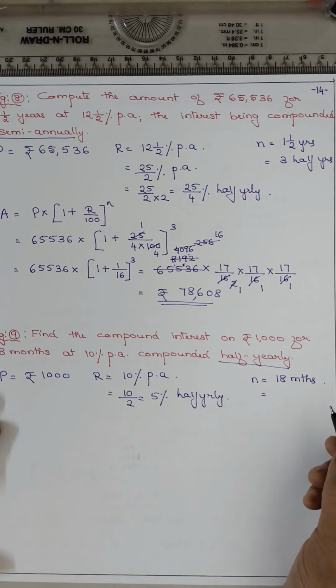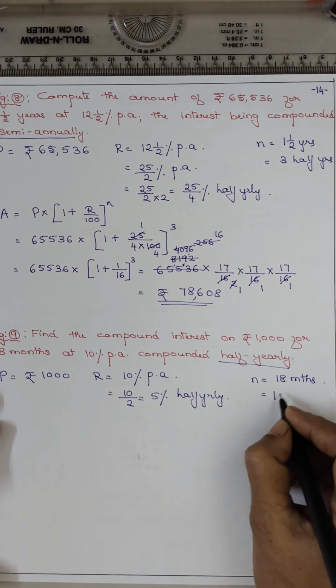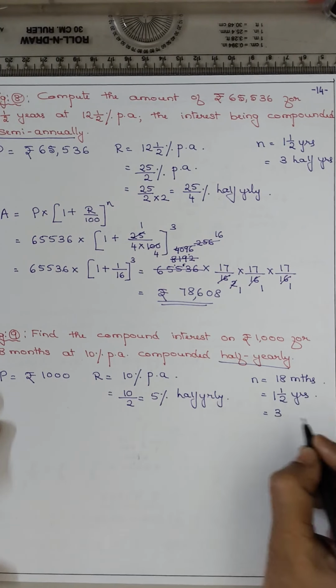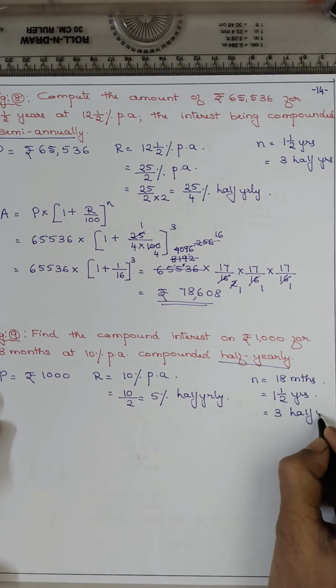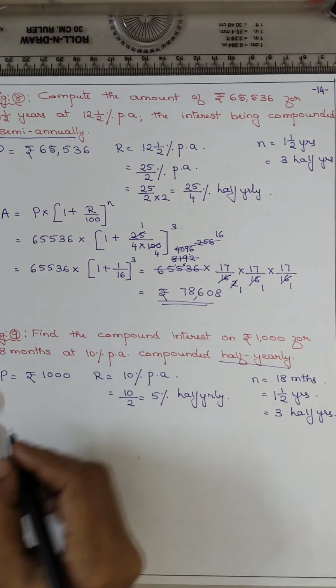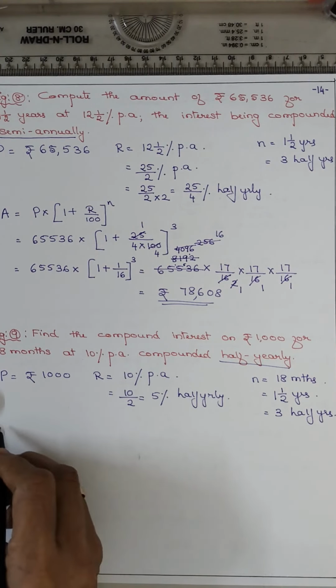18 months means how many years it will be? It is 1.5 years, isn't it? 12 plus 6. So 1.5 years. That means 3 half years. Sometimes if they give in months, convert into years and then check. If it is more than 12, then do like that, okay? So find the compound interest.